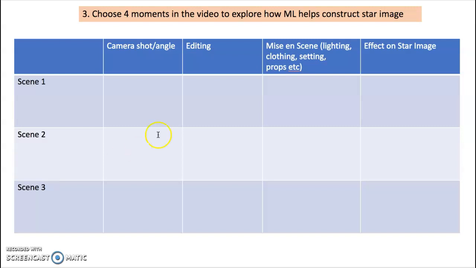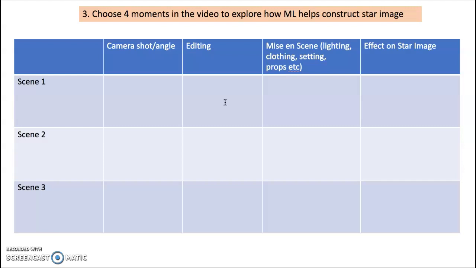And what I want you to do is make some notes in your table of these things along here. What type of camera shot, what type of angle are we getting? Is it close up? Is it low angled? Is it an establishing shot? What kind of shot is shown to you? Secondly, what do you notice about the editing? How do they move between scenes? Do we dissolve? Do we fade? Is it just a cross cut?